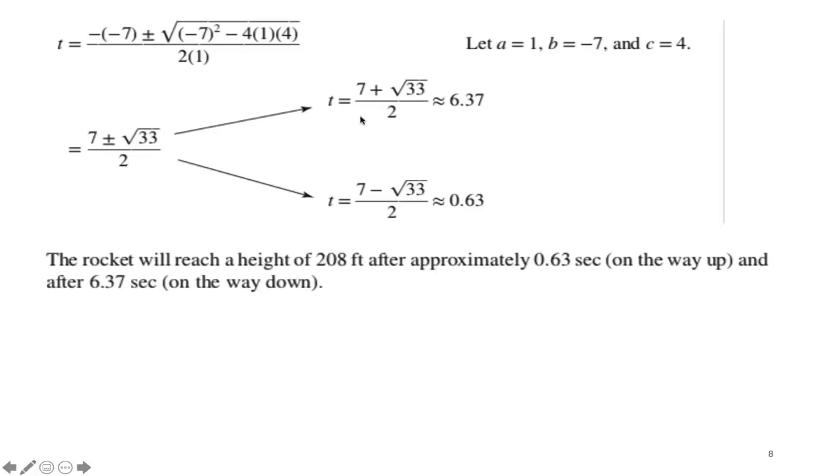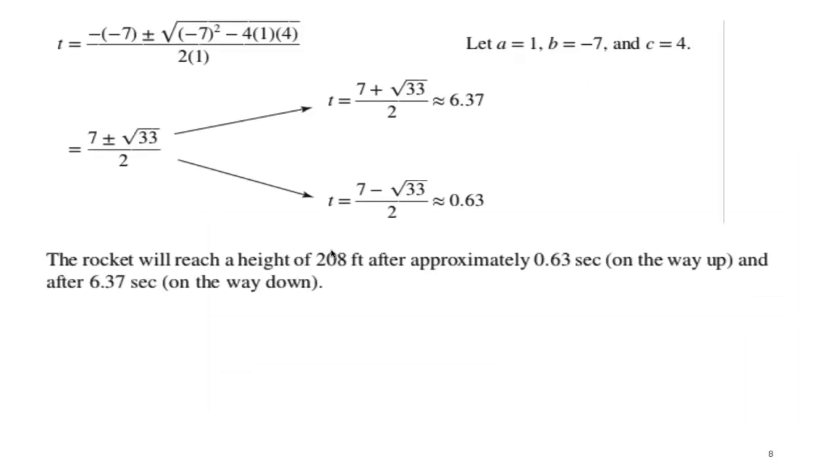So that means that the time is either 6.37 seconds or 0.63 seconds, which means that the rocket on the way up, when t is less than a second, hits the height of 208, and on the way down, 6.37 seconds later, the rocket comes down, also hitting the height of 208.